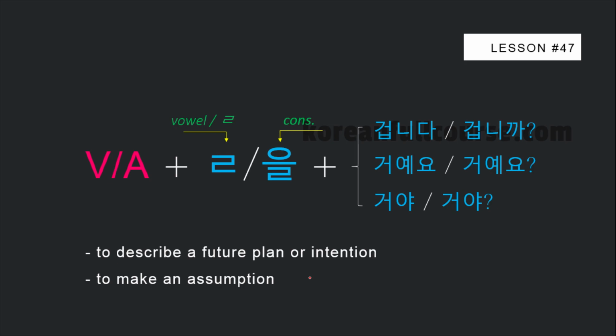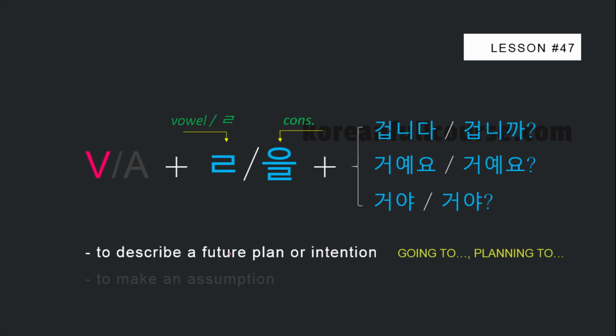That is, depending on who you are talking to, you should use either ㄹ/을 겁니다 or ㄹ/을 거예요 or ㄹ/을 거야. 겁니다, 거예요, and 거야 are used in statements, while 겁니까, 거예요, and 거야 are used in interrogative sentences. Here and here you change only intonation. Also note that this grammatical construction can be used with both verbs and adjectives.